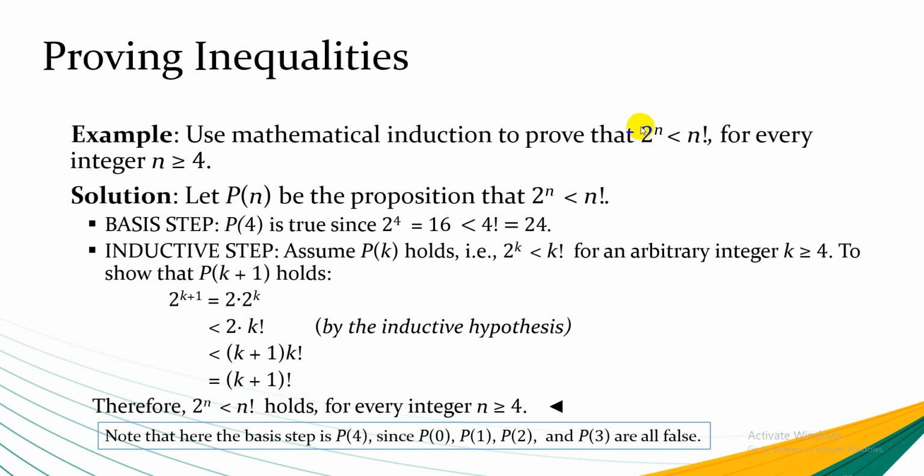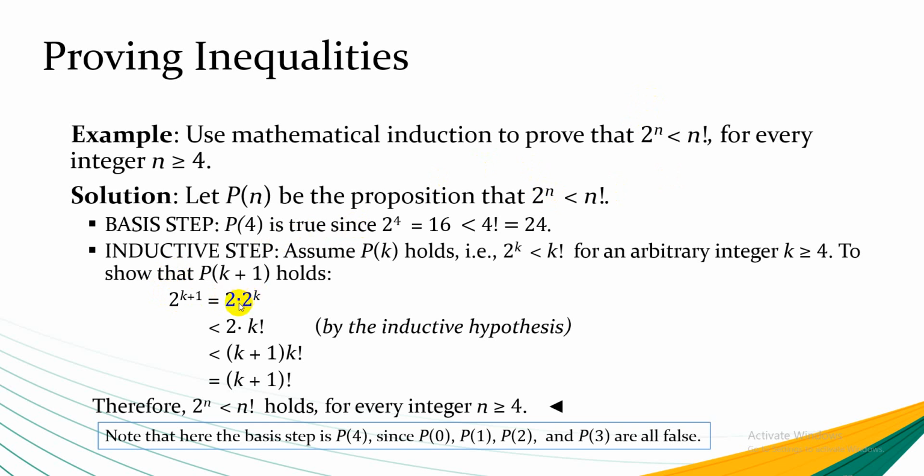Now we assume the inductive hypothesis that 2 to the power n is less than n factorial. We assume that this is true, and we need to prove that 2 to the power n plus 1 is less than n plus 1 factorial. How to do that? Let's start with 2 to the power k plus 1. This is equal to 2 times 2 to the power k.